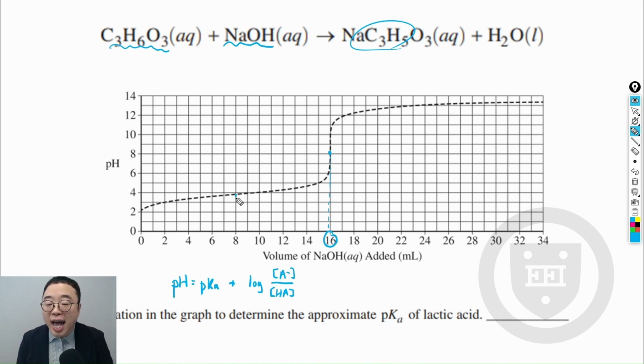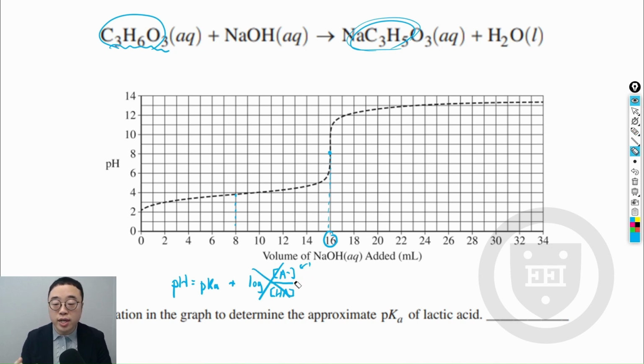Great. So at the half equivalence point, we have equal amounts of the weak acid and conjugate base, all right? And this is something amazing that happens to the equation. Here we go. So at this point, we have equal amounts of the weak acid and conjugate base. And so if they're the same, then this value becomes 1, right? And log of 1 becomes 0. So you can kind of ignore this, right?